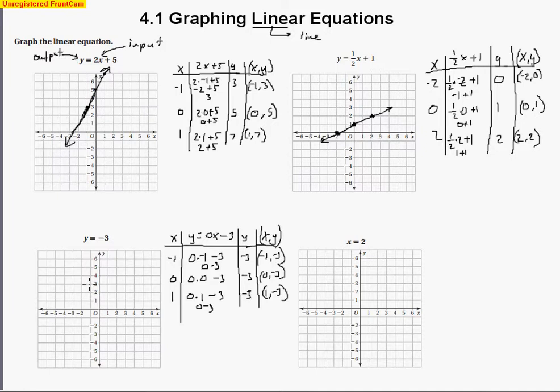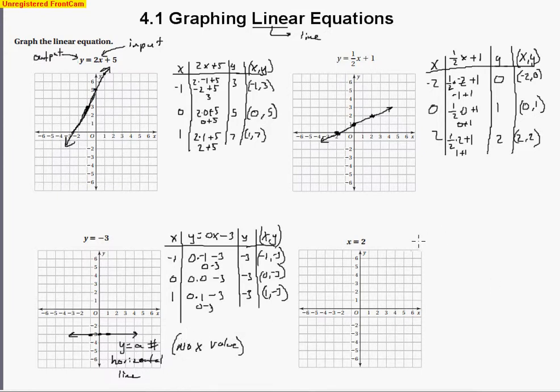So if I go over 1 space, I end up going down 3. Over 0 spaces, down 3. Over 1 space, down 3. So my line is going to be a horizontal line. And that's what we're going to see. So whenever it's just y equals a number, and there's no x value, this is going to end up being a horizontal line. That's what we're going to end up seeing when it's y equals a number, and there's no x value. So whenever you see no x, that's what we end up seeing.